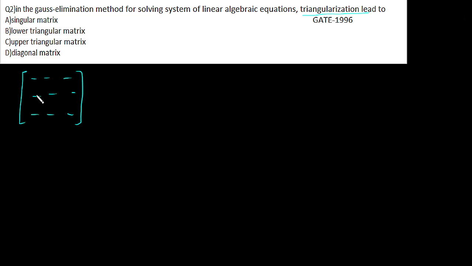Here we try to make all these entries 0, this entry and this entry. If we do this operation to make these entries 0, then we end up with only these entries which are at this place. So now we can say that it is nothing but an upper triangular matrix, because all the entries below the leading diagonal will be 0. Thus in the Gauss elimination method we end up with the upper triangular matrix. So option C is the correct answer for this question.